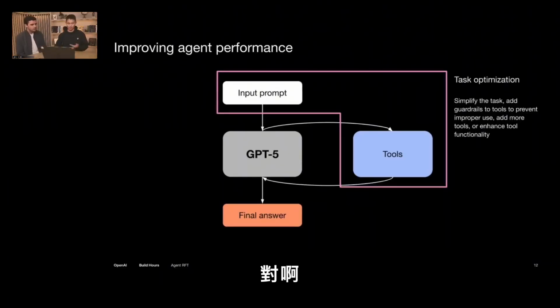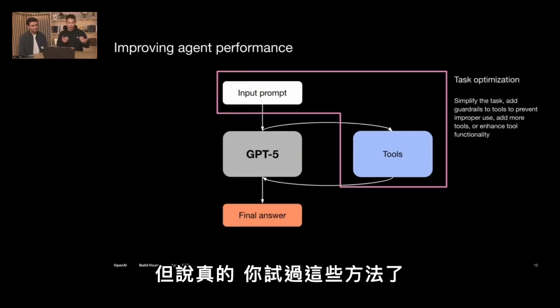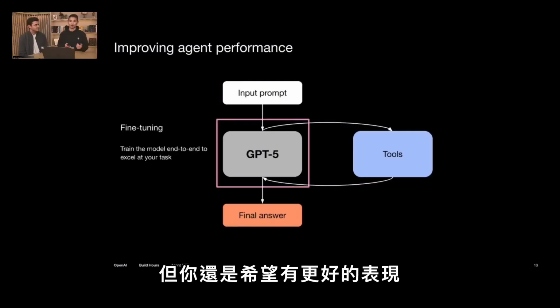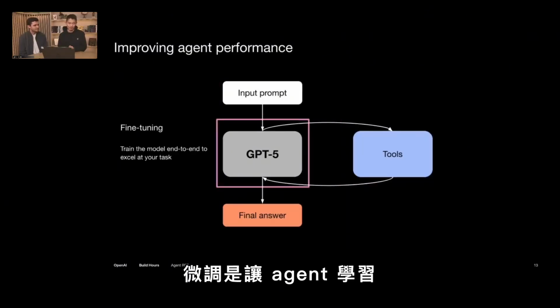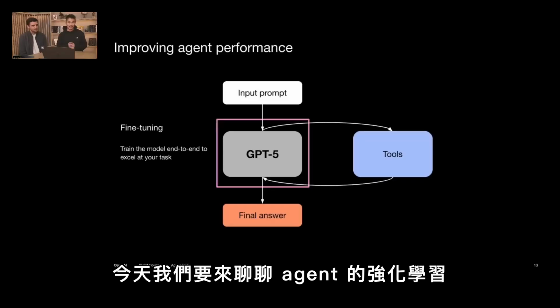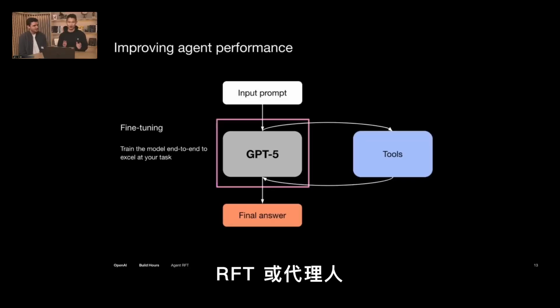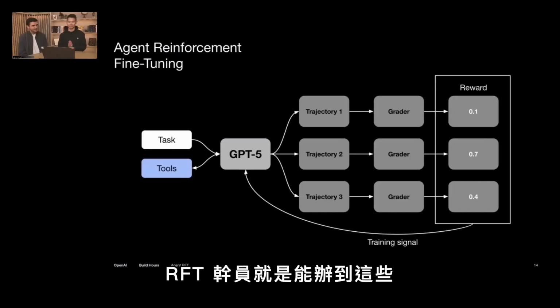Totally, yeah. So there's a lot that you can do to improve the performance of the agent before you move to fine-tuning. But yeah, let's say you've tried all these approaches, but you still want better performance. So that's where fine-tuning comes in. Fine-tuning is a way to train the agent end-to-end on your task to achieve even better performance. And what we're here to talk about today is agent reinforcement fine-tuning, or Agent RFT. Agent RFT is the way to do this.